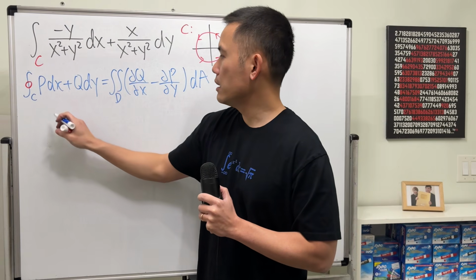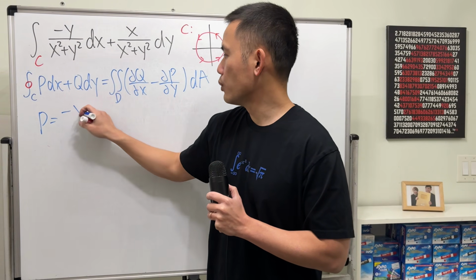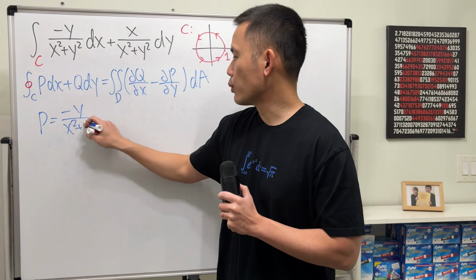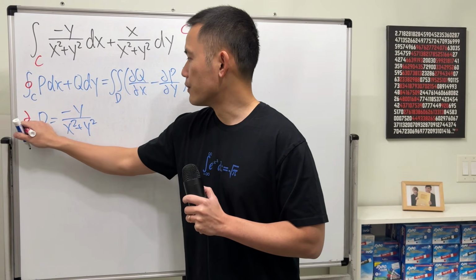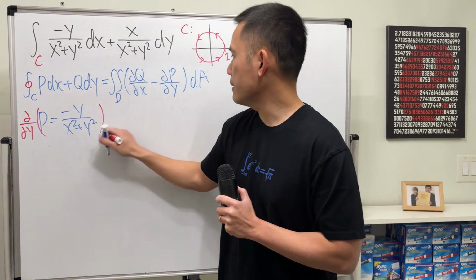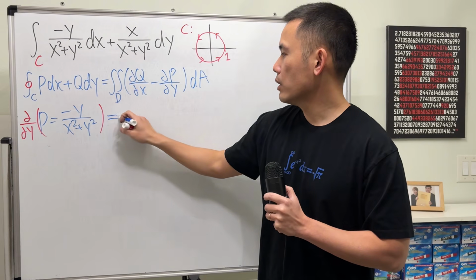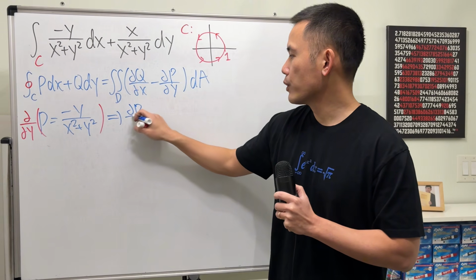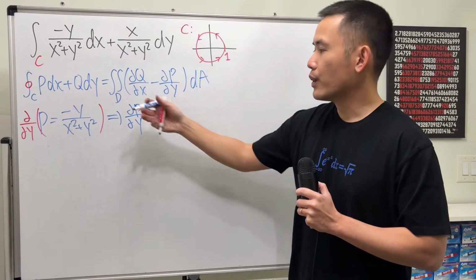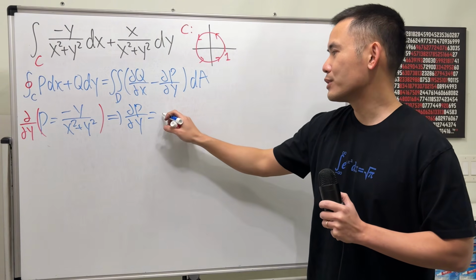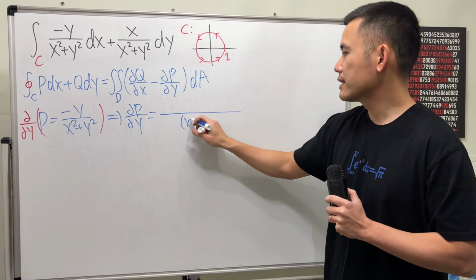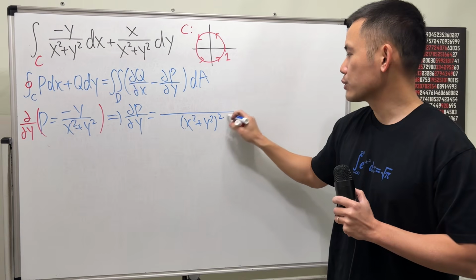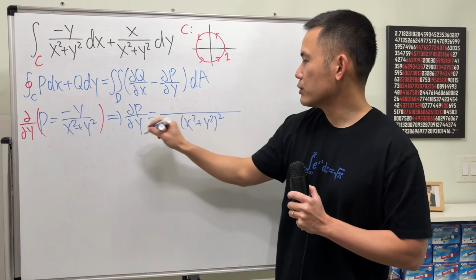Here is the p, which is negative y over x squared plus y squared. We will have to differentiate this with respect to y, so we get partial of p with respect to y. We will have to use the quotient rule. So let's just go ahead and do that. x squared plus y squared, go ahead and square the bottom like this. Put the bottom to the top.